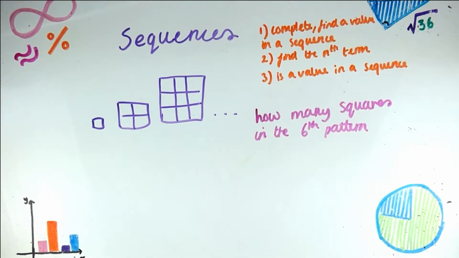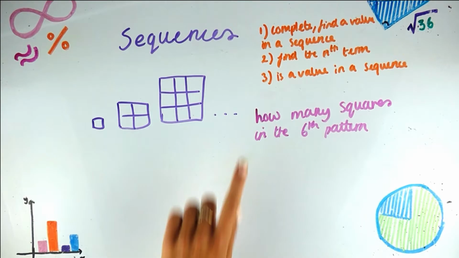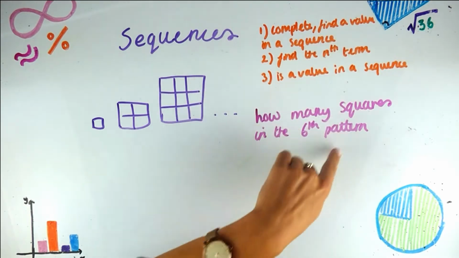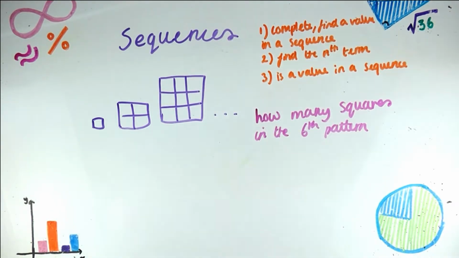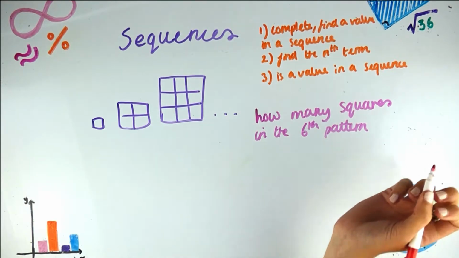Okay, so here we have another one, but this is more of a picture one, and we've got squares. So it's saying how many squares in the 6th pattern. So this is again an example of number 1. We're finding a value. We're finding the 6th term in the sequence. So first of all, it's asking about the number of squares.